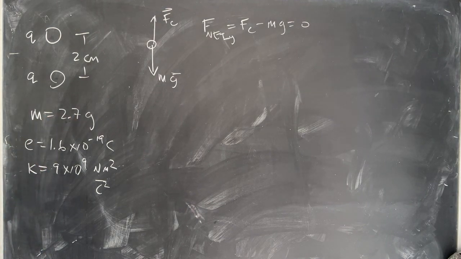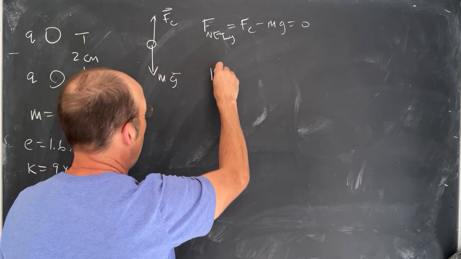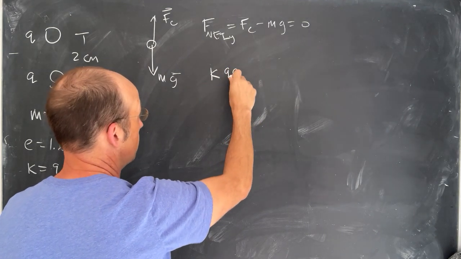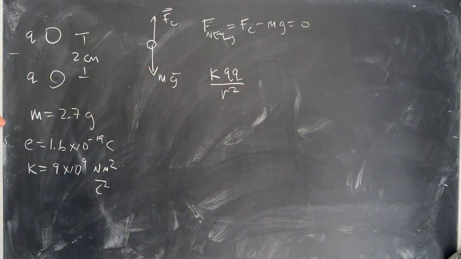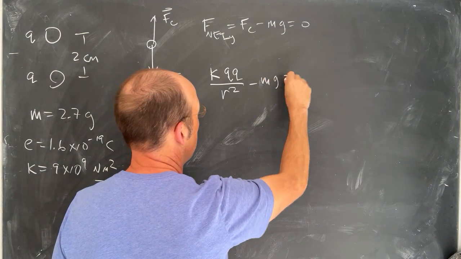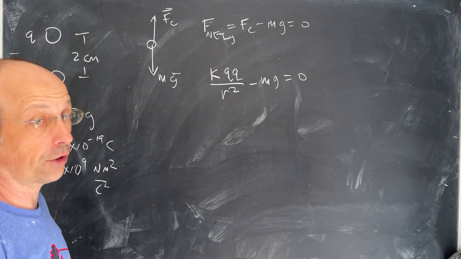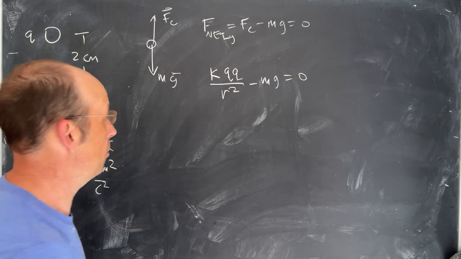I know the mass of the ping pong ball, I Googled it, 2.7 grams, 2 centimeters apart. I can just put in my expression for the Coulomb force. So let's do that. K, Q1, Q2, they're the same charge, so I'm just going to call it QQ. I'll call this R squared. That's my Coulomb force. It's pushing up. And then I have minus mg equals 0. Let's go ahead. What do we want to solve for? We want to solve for Q. So let's write this as KQ squared over R squared and add that to both sides.